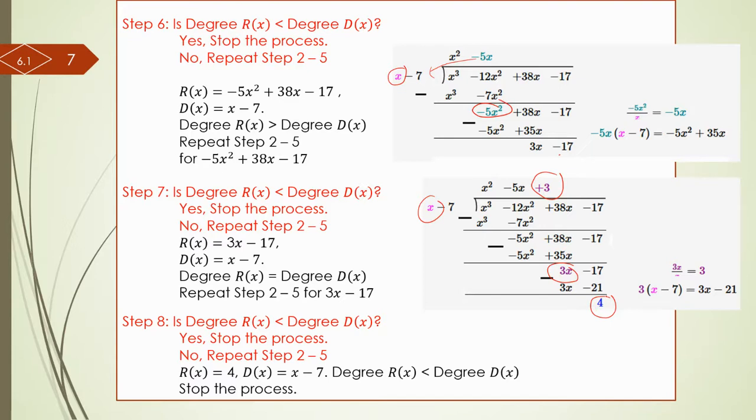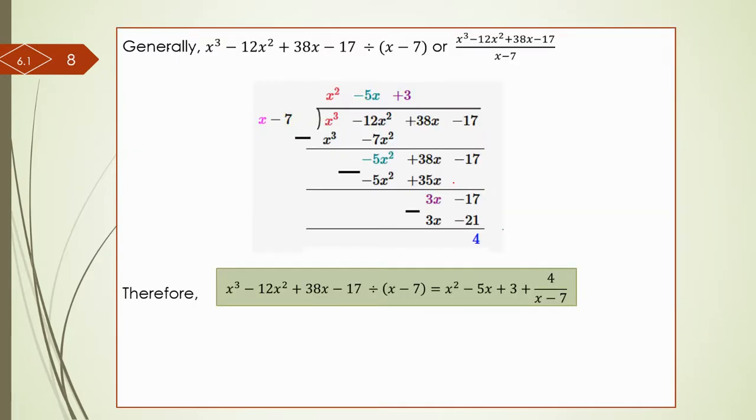Now, do you need to carry on? You look at this one: the degree is 0, and this is degree 1. So the remainder degree is less than the divisor's, so you can stop. If you want to rewrite it back, you can write x squared minus 5x plus 3 as the quotient, plus the remainder divided by the divisor x minus 7.